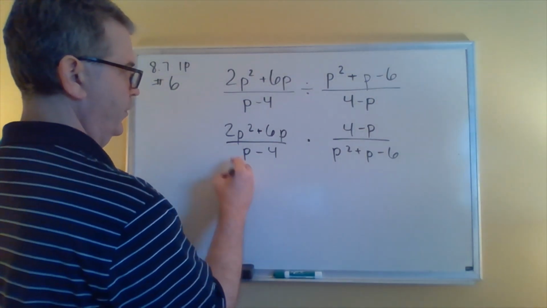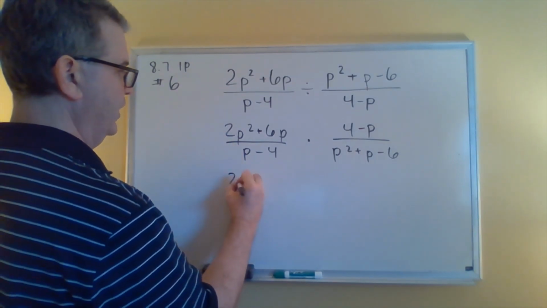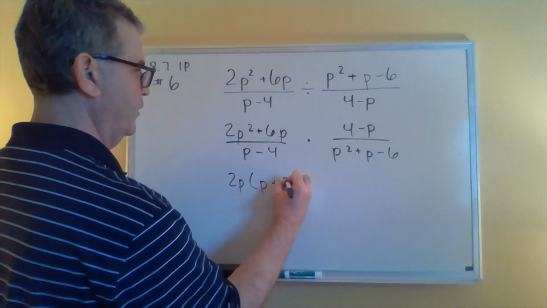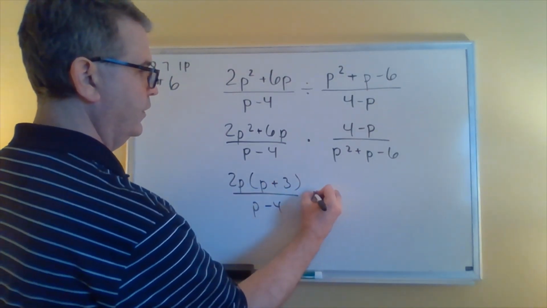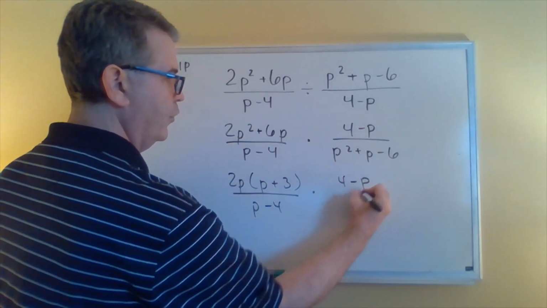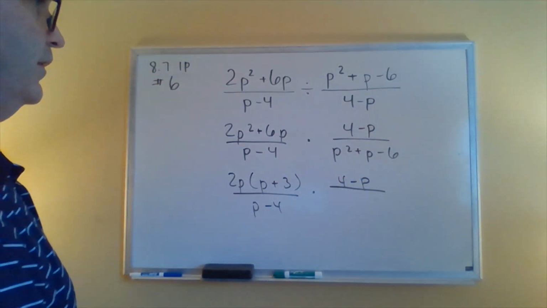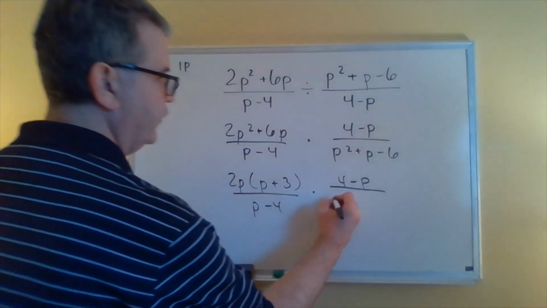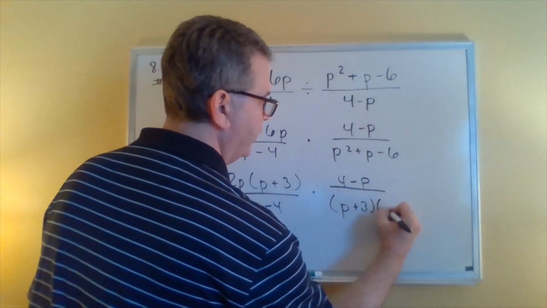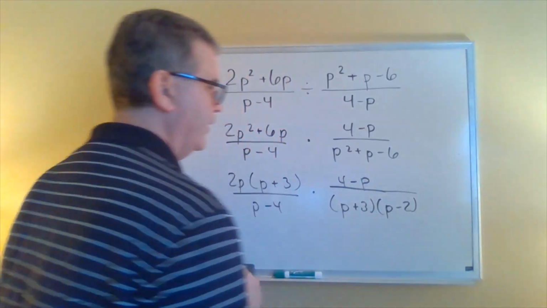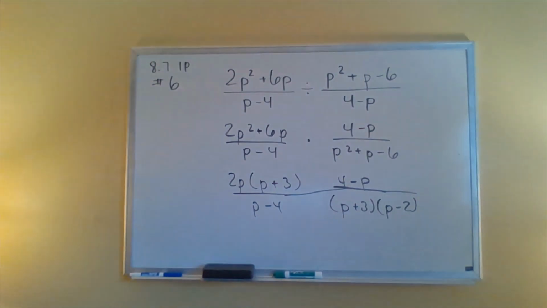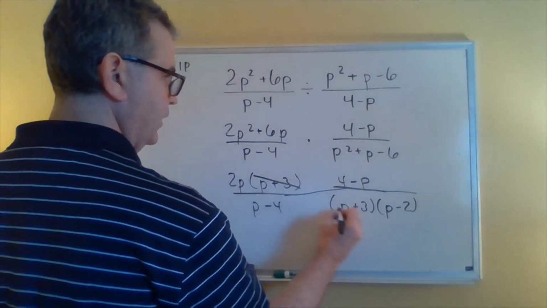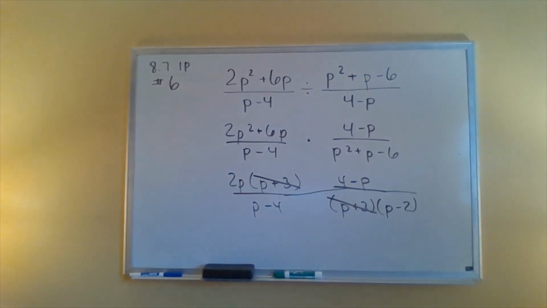So I'm going to take a greatest common factor of 2p out of the top, and I'll get p plus 3 over p minus 4, and I'm going to multiply that by 4 minus p over, if I factor that trinomial, I'm going to get p plus 3 times p minus 2. All right, now that I'm fully factored, I can go ahead and make this one fraction. Let's look for some things I can cancel out. I can cancel out the p plus 3. And that looks like it for now, but I'm going to show you a little trick here.